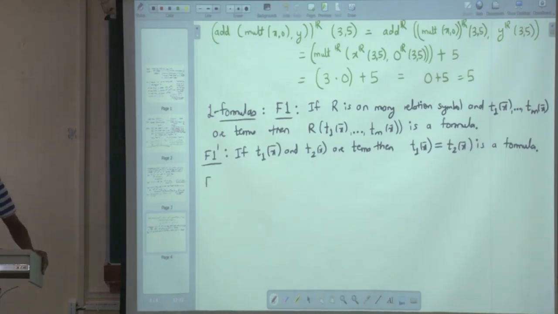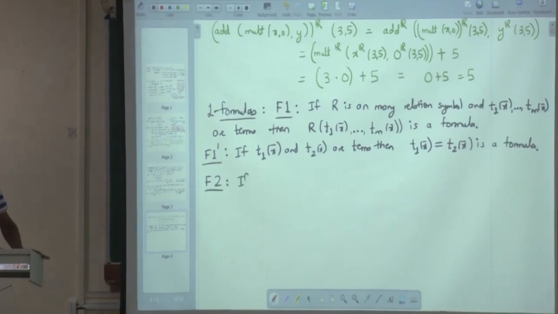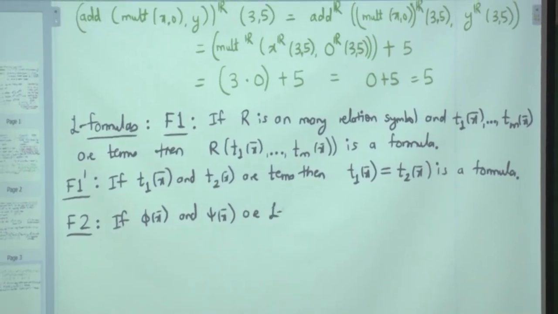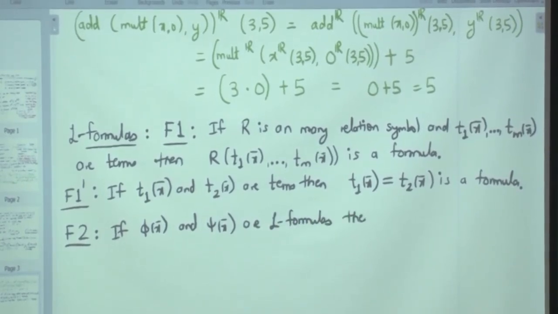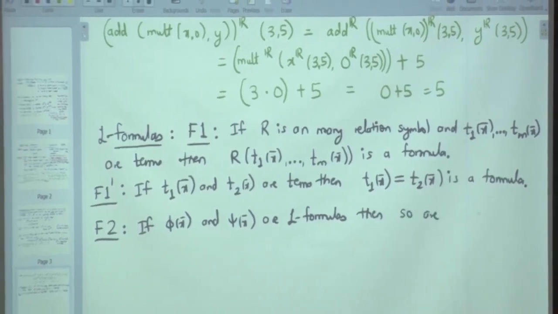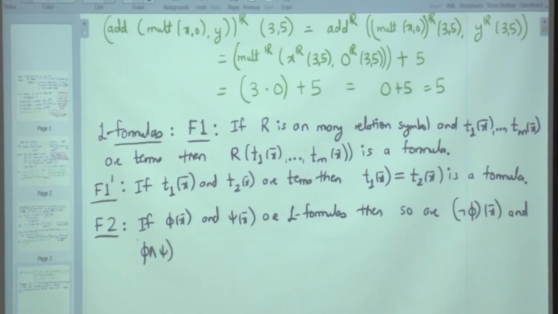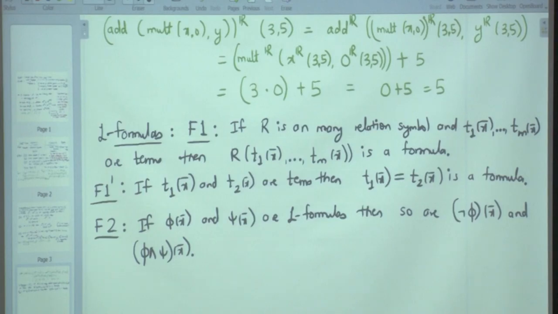Okay, then F2: if phi(x bar) and psi(x bar) are L formulas, then so are negation phi(x bar) and phi conjunction psi(x bar). Any problem about that? x less equal y conjunction z equal to 0, that's a formula. Conjunction of two formulas must be a formula. Negation of a formula must be a formula. As derived symbols, we can also say disjunction, implication, if and only if. Everything just comes under this F2.